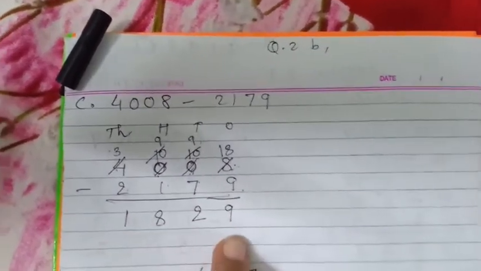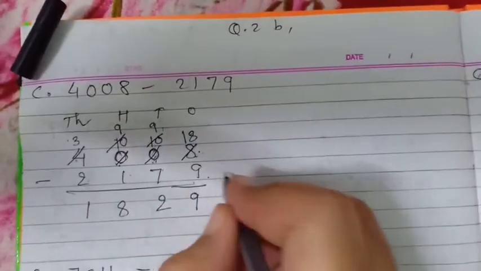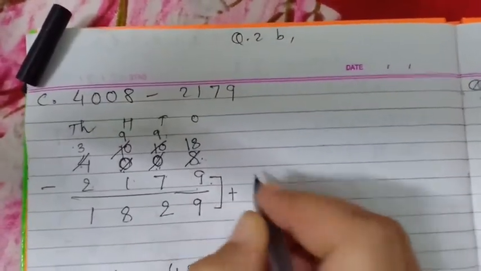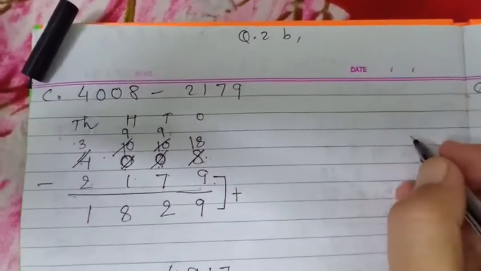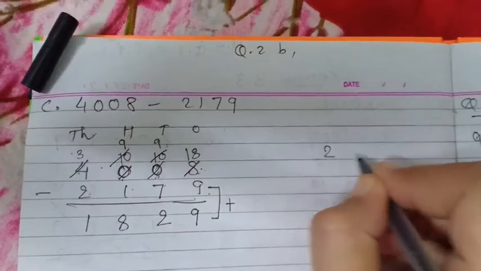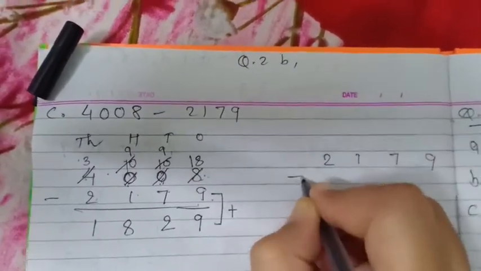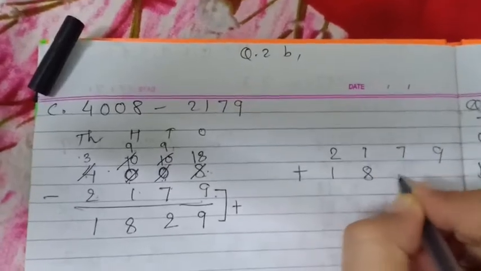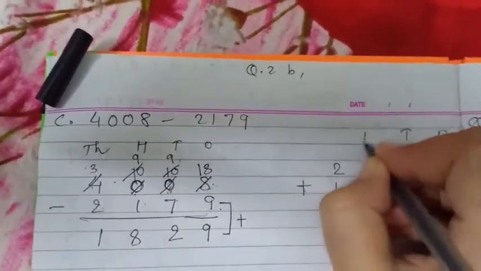Answer is 1829. Now we have to check the subtraction. So we have to add this, and if the answer is 4008, your subtraction is correct. So add it. 2179 plus 1829. Ones, tens, hundreds, thousands.